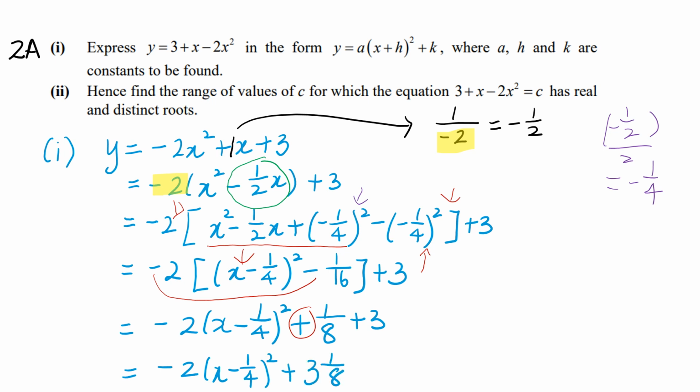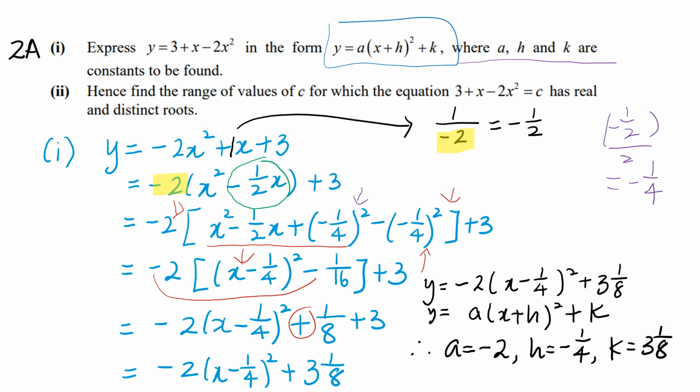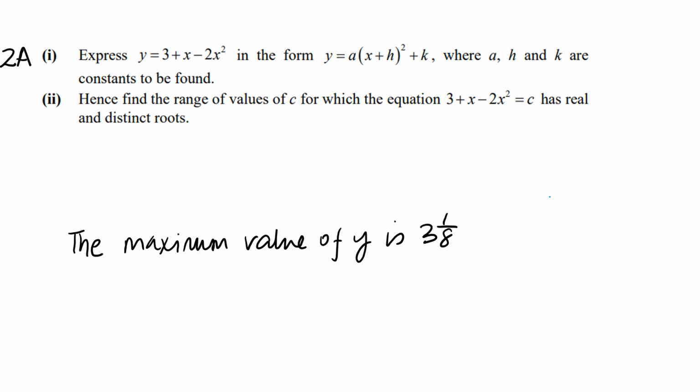Here the question says that you need to find the values of a, h, and k. So you need to compare your answer with what is given. From there you can find your a to be negative 2, your h to be negative 1/4, and the value of k is 3 1/8. The concept is the same, but the questions are phrased slightly differently from what we have done earlier on. Part 2 is slightly more challenging.